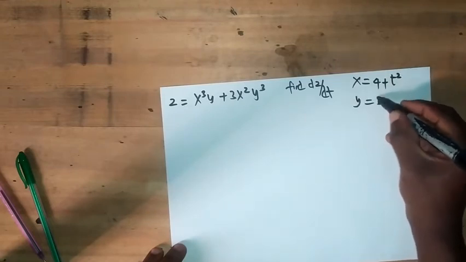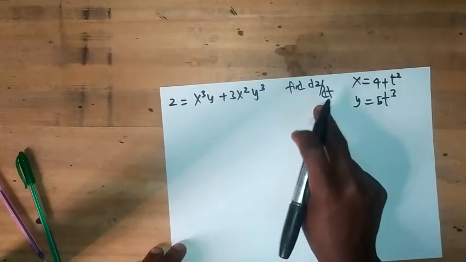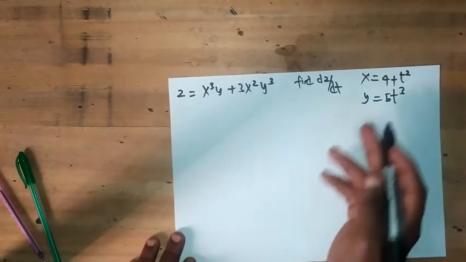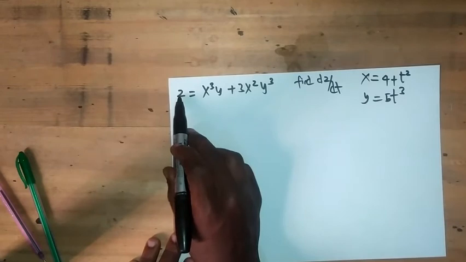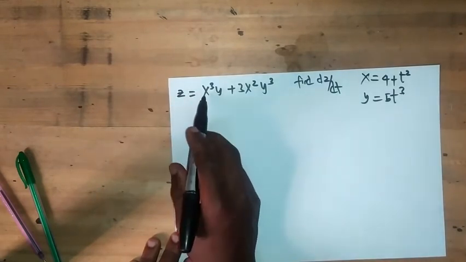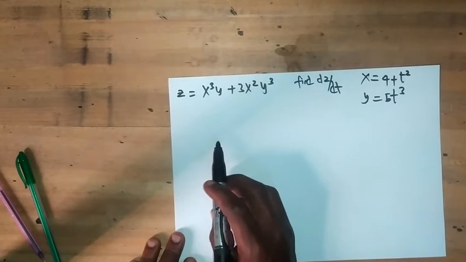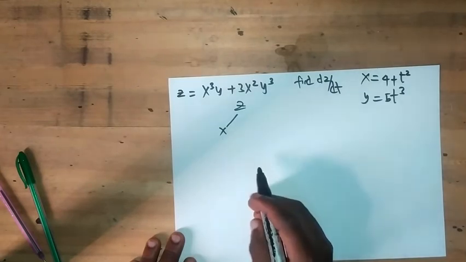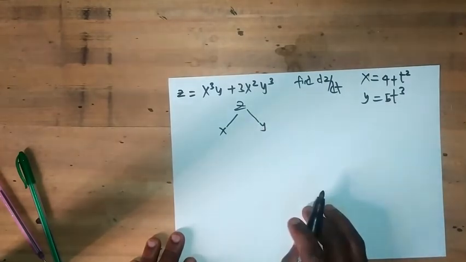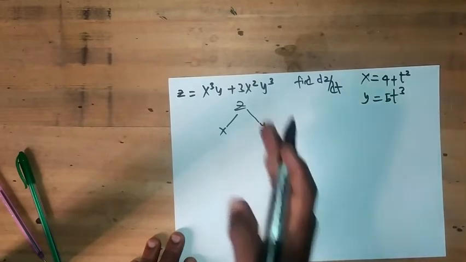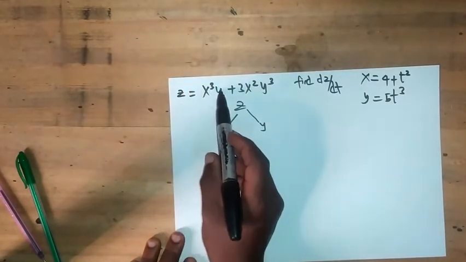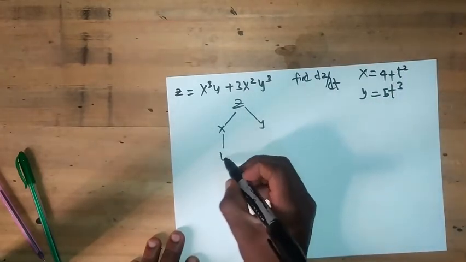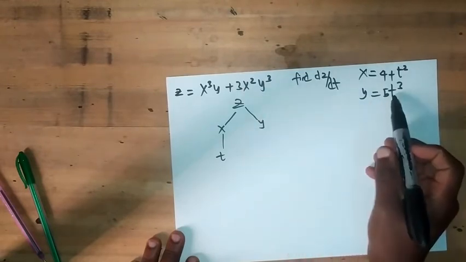Meanwhile, y equals 5t cubed. We are told to find dz/dt. Let's draw a tree for this problem. So we know that this z function has x and y as variables. To draw a tree, z has x and y as branches. Inside x we have t, and inside y we also have t.